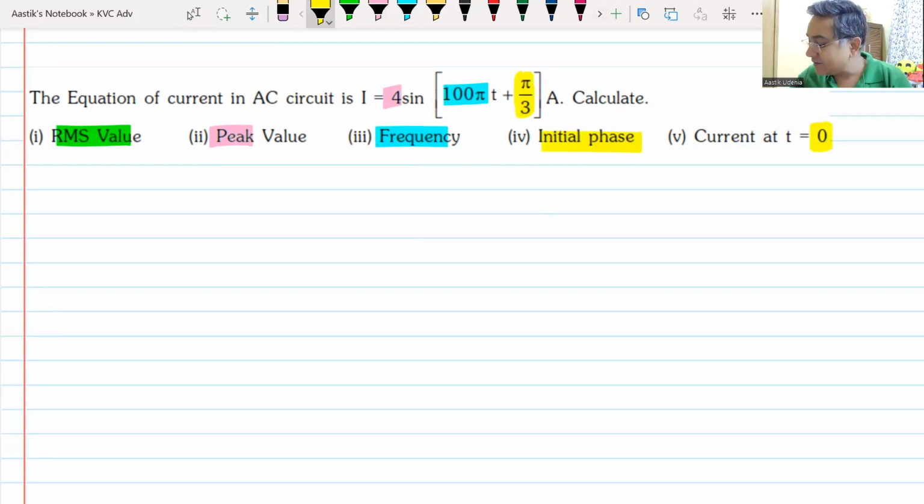Yes, sir. The current at time t equal to 0: you put t equal to 0. You get the value of current as 4 sine pi by 3. Yes or no? 2 root 3, sir. 2 root 3. These are the answers. Do we understand this? Yes or no? Yes, sir. Okay. Do this one fast so that you can move ahead.